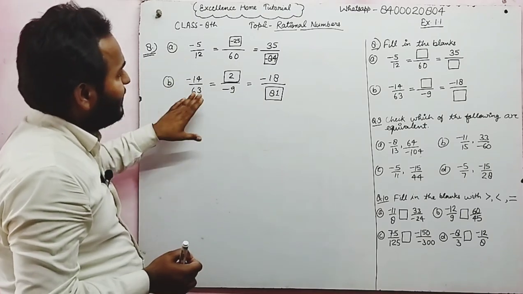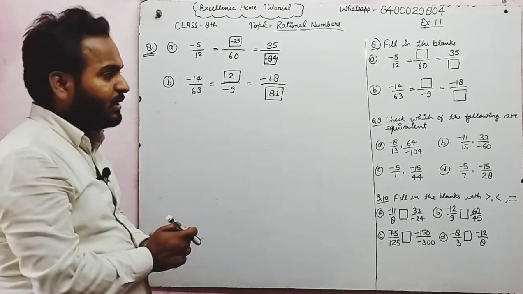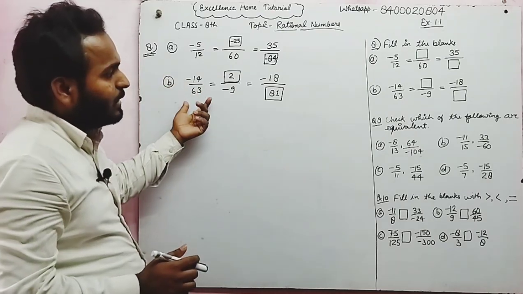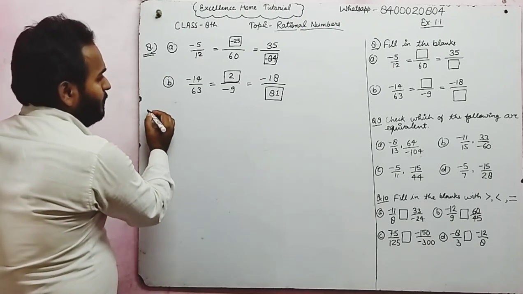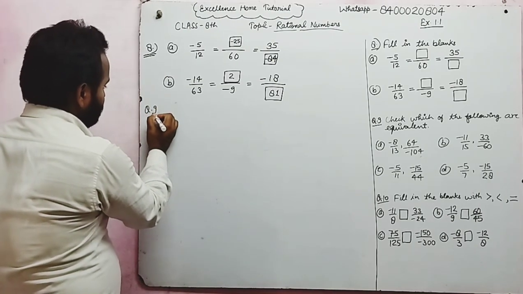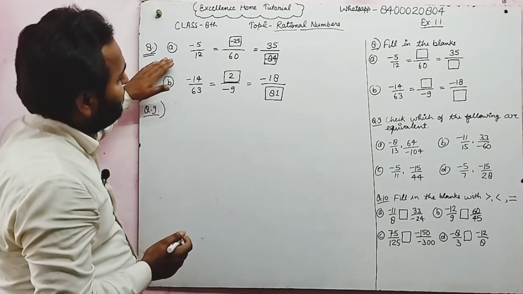So this is the way to fill in the blanks of numerator or denominator using this equivalent number technique. Let's move on to question number 9. Okay, so question number 8 is very simple.